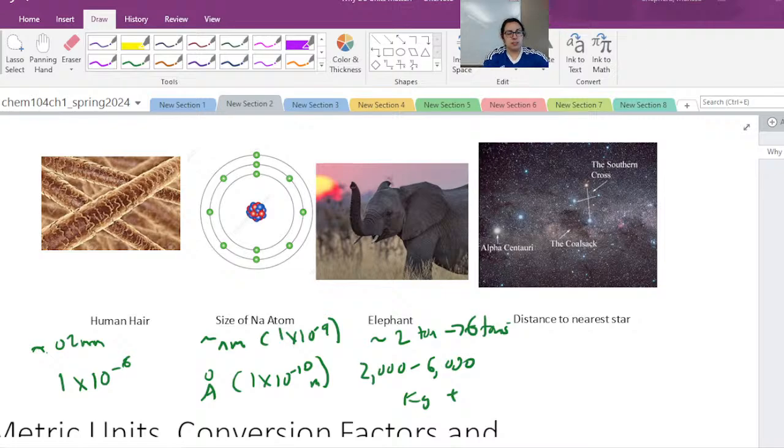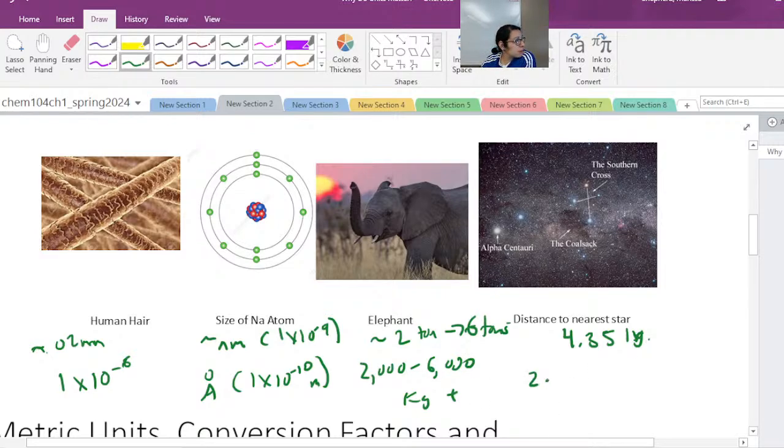So what's the distance to the nearest star? 93 million miles or so. Nice. 90 some odd million miles, if you're counting the sun. If we're counting another star, it's a lot farther than that. So where's the next nearest star? Several light years. I think it's 4.35 light years. I wanted this in kilometers, so 4.115 times 10 to the 13 kilometers roughly. So pretty large.